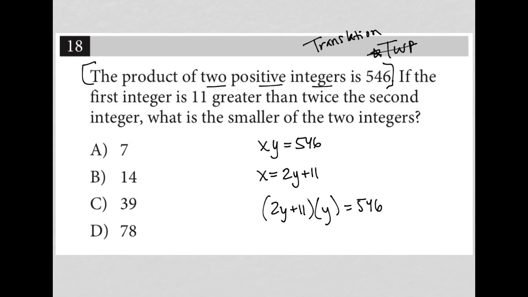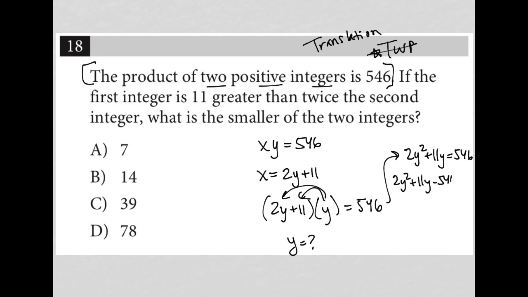What is the smaller of the two integers, right? So what is y? I can distribute this y across and end up with 2y squared plus 11y equals 546. And I can subtract 546 from both sides and have 2y squared plus 11y minus 546 equals 0. And then I would probably use the quadratic formula for this and have y is equal to negative b plus or minus the square root of b squared minus 4ac all over 2a, in which case a is 2, b is 11, and c is negative 546. I think that's the most traditional way to solve this.